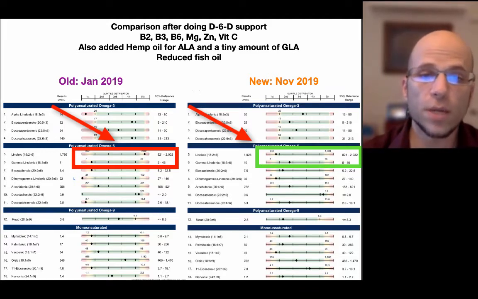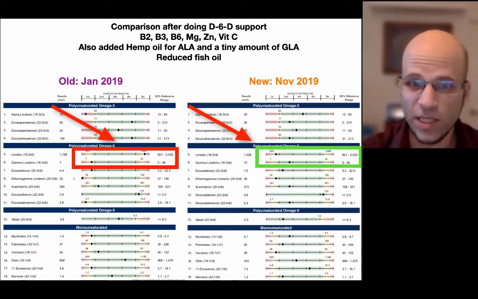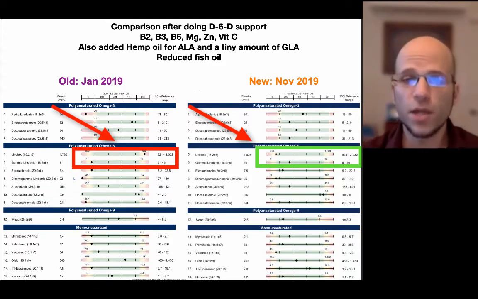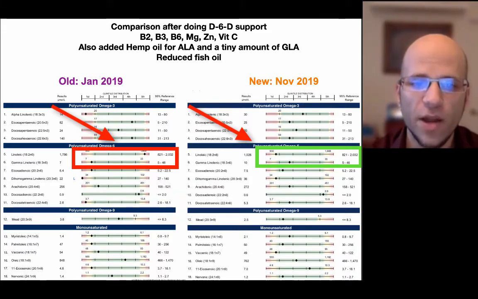So this is just another example of how this type of analysis and following this methodology, it works. I fixed a 4 quintile difference here, which statistically makes no sense from a normal enzymatic way. How do you have a 4 quintile difference? It wasn't a GLA deficiency. It was my enzyme was busted.